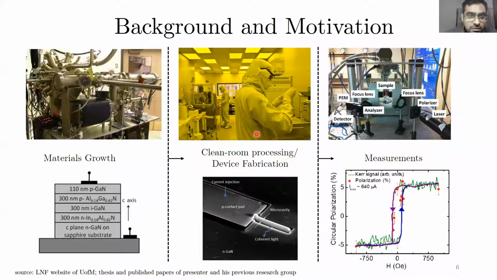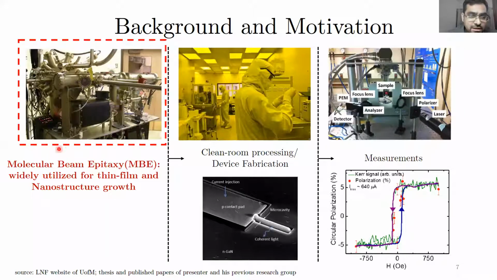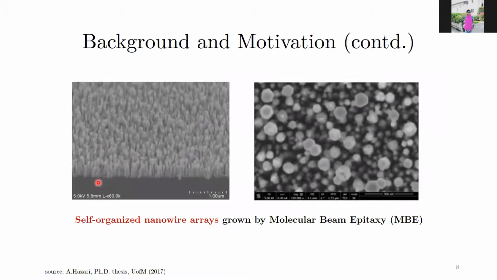The tool that I'm showing here on the left side for materials growth is what we used to grow with. This is called a molecular beam epitaxy tool, or the MBE tool. It is very widely used for thin film and nanostructure growth, mainly for research purposes and also for some very specialized applications. We used to grow different types of materials, nitride materials, arsenide materials, and also nanostructures of these materials using this tool. One nanostructure that we often grew in our lab was this self-organized nanowire array.